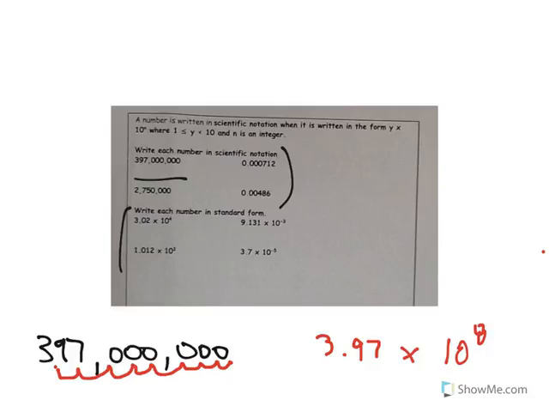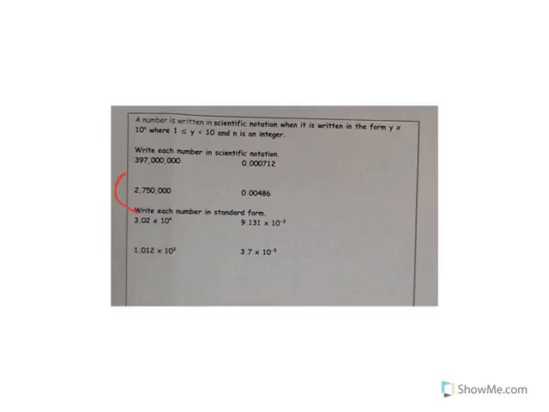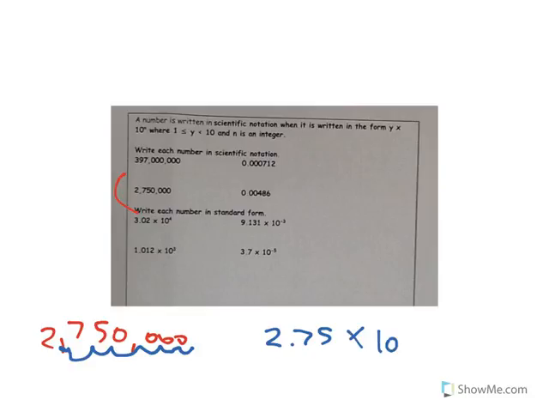Let's try that again, because I think it'll be a little clearer if we do it with this problem as well. For that one, it's 2,750,000. The decimal point in this case is going to be right here. So I go 1, 2, 3, 4, 5, 6. Our number is going to be 2.75, the number that's 1 or greater and less than 10. And then this is going to be times 10 to the, how many spaces do we move it over? We move it over 1, 2, 3, 4, 5, 6 spaces, times 10 to the 6th power.